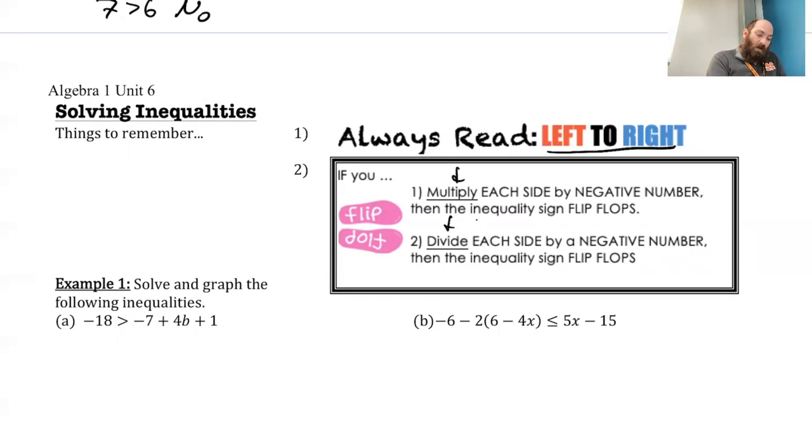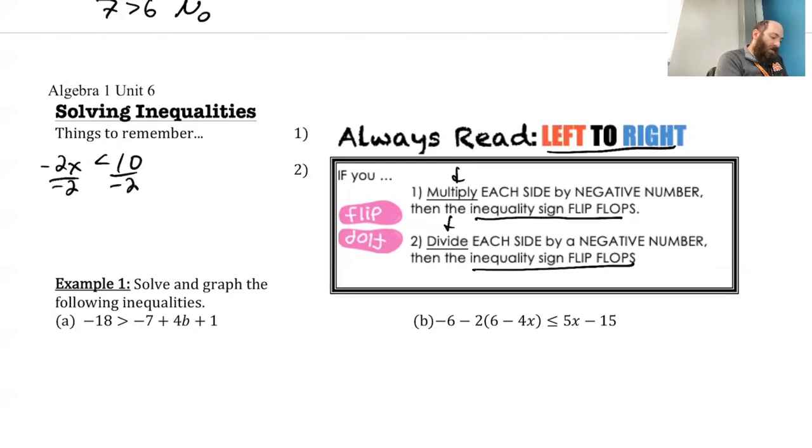If we do that, the inequality sign flip-flops. Okay, so as a quick example, it looks something like this. If I have, let's say, negative 2x is less than 10, and I divide by negative 2 to both sides, I'm dividing by a negative. So that's going to turn into x is greater than negative 5. Okay, so that's what we're looking for. Multiplying or dividing by a negative number is going to flip that inequality.